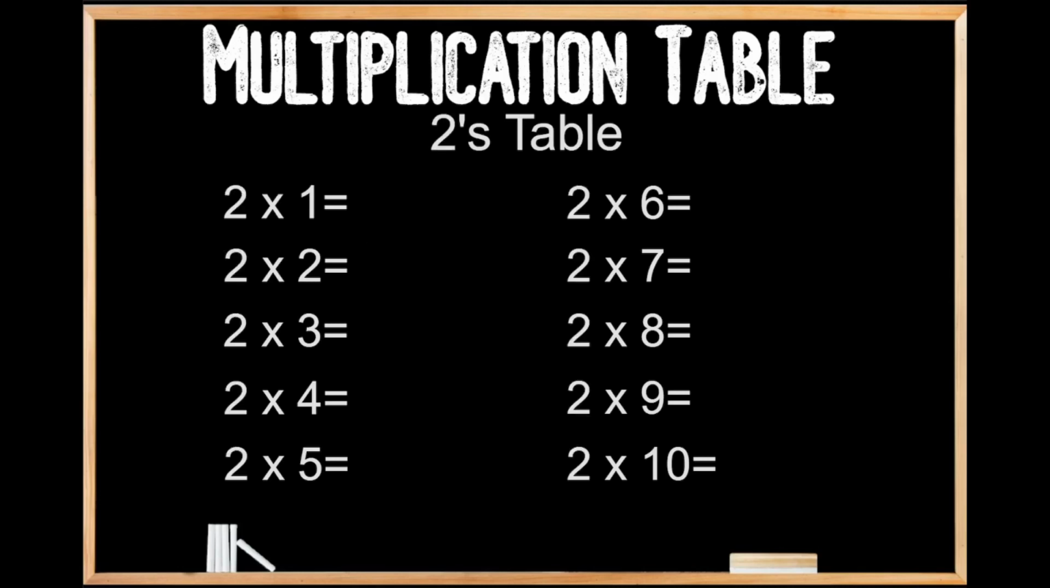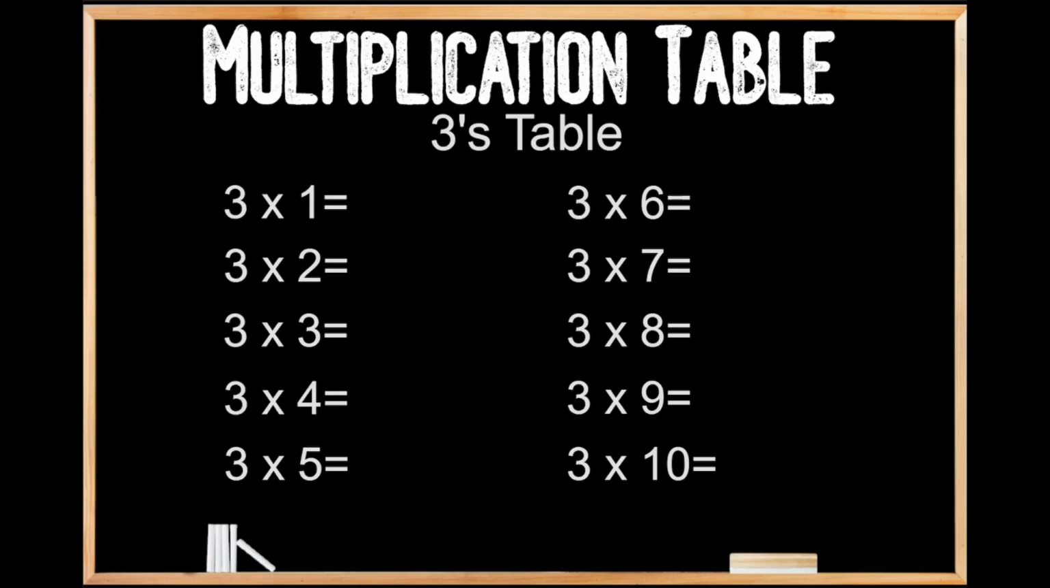Twos table. 2 times 1 is 2. 2 times 2 is 4. 2 times 3 is 6. 2 times 4 is 8. 2 times 5 is 10. 2 times 6 is 12. 2 times 7 is 14. 2 times 8 is 16. 2 times 9 is 18. And 2 times 10 is 20.